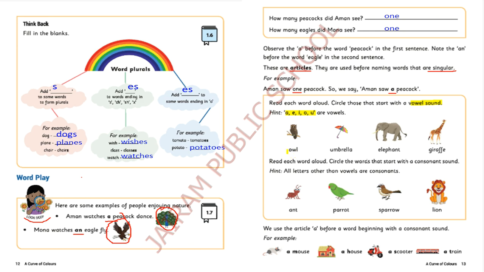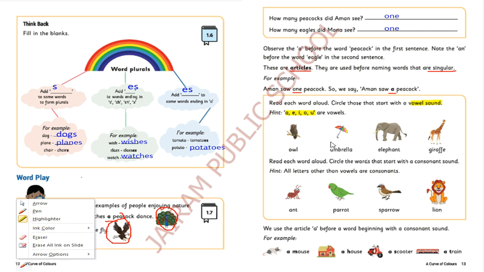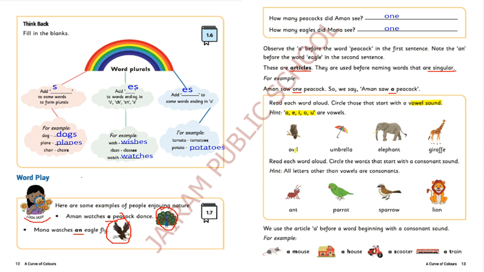What word is this? Owl. Owl is a word which starts with the vowel sound. So let's circle that word owl. I have circled here. Next one is umbrella. What is the first letter? It is U. What is the sound of U here? Umbrella. So here a vowel sound comes, so I'm circling this also.